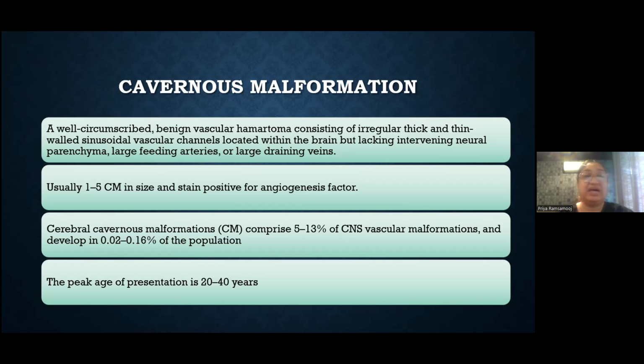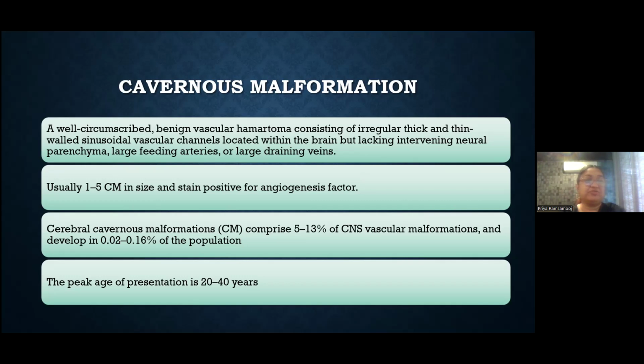It doesn't have the large feeding arteries nor the large draining veins. It's almost like it's just a shunt, right? They could be very small, as small as 1 centimeter or up to 5 centimeters in size, and it stains positive for angiogenesis factor, right? These actually represent about 5 to 13% of your CNS vascular malformations, and they develop in just under 0.16% of the population.